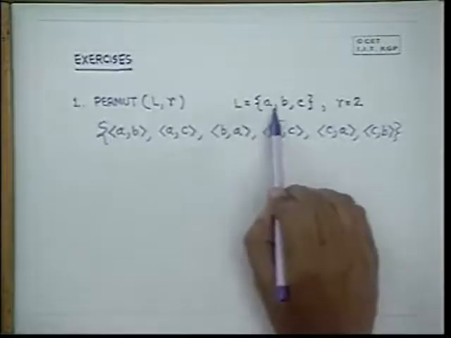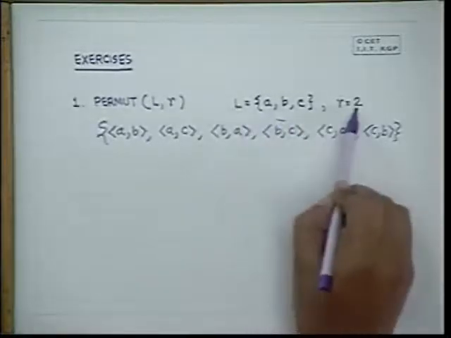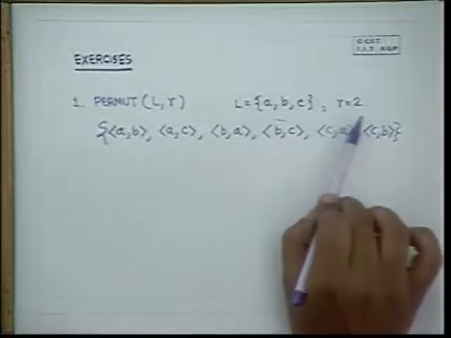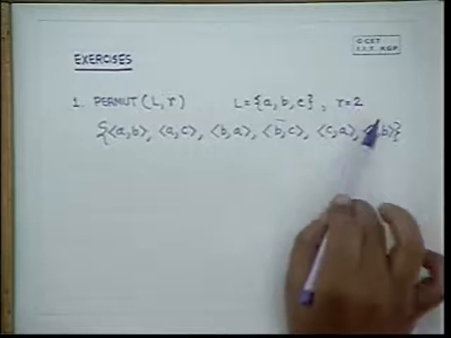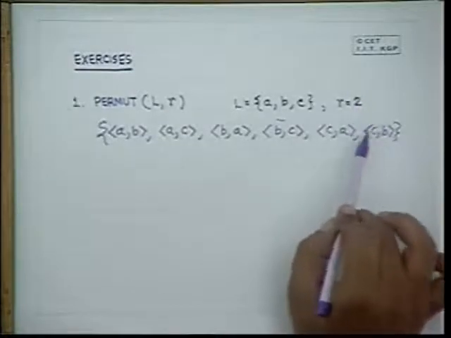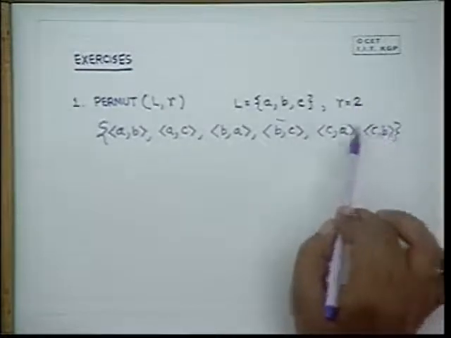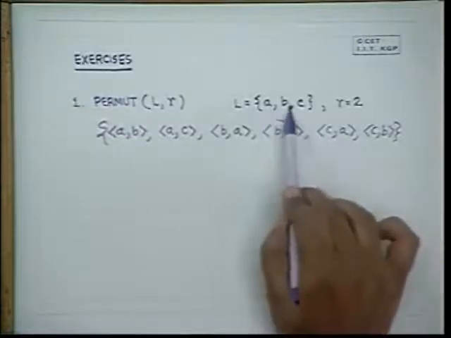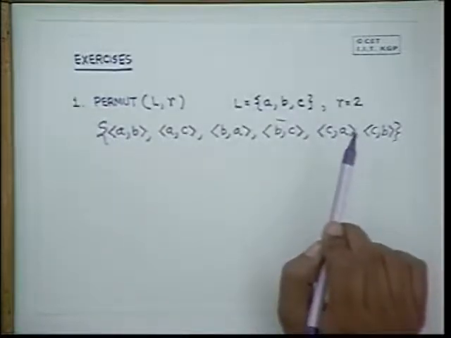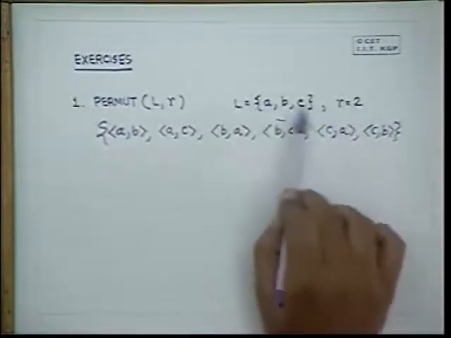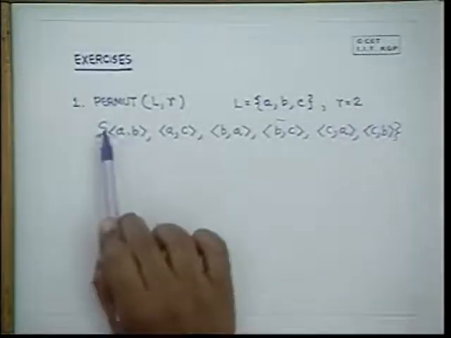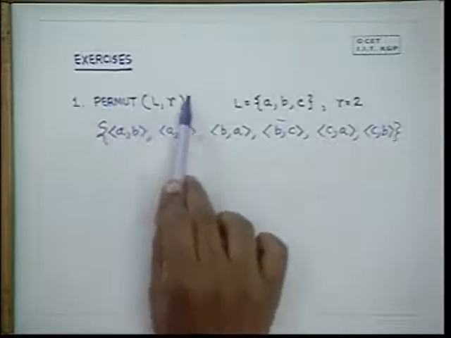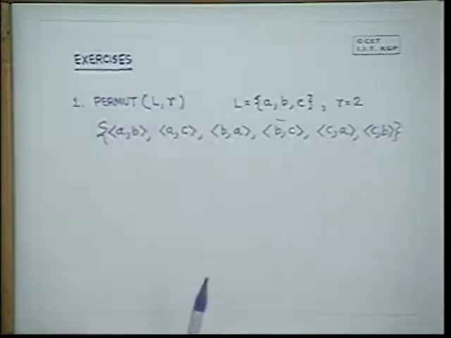For example, if L was this and R was 4, there is no solution. Answer is not possible. If R is 0, answer is not possible. So you get the basis conditions. If R is 1, then it is A, B, and C. If R is 3, then it is all permutations of A, B, and C. So you have to find out how to solve this problem.